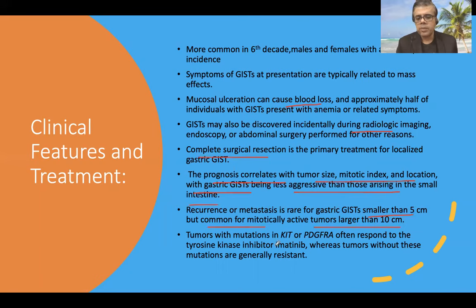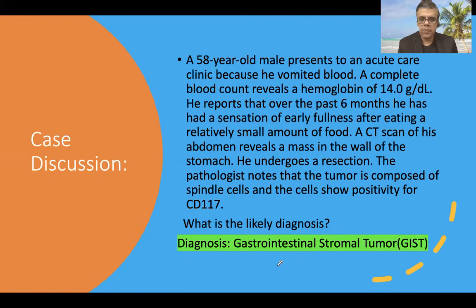And tumors with a mutation in KIT or PDGFRA both respond to tyrosine kinase inhibitors like imatinib, Gleevec, whereas tumors without those mutations, with a mutation in the succinate dehydrogenase coding gene, are usually resistant to imatinib. Imatinib usually does not have any effect on that category of GIST. Now let's wrap up the session with a case discussion.